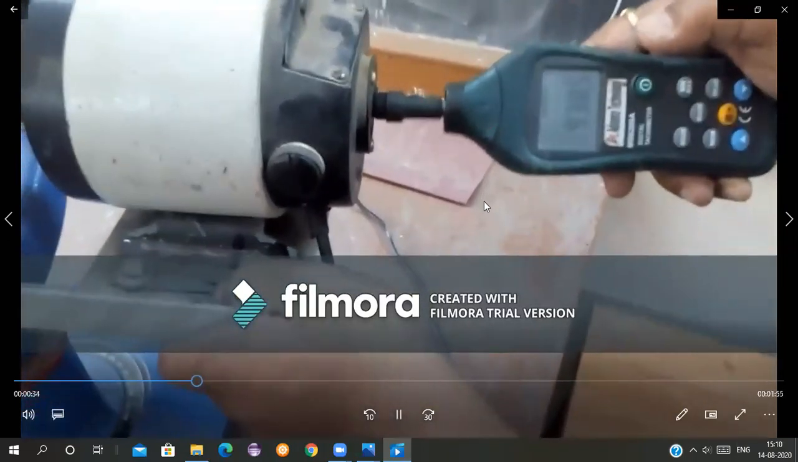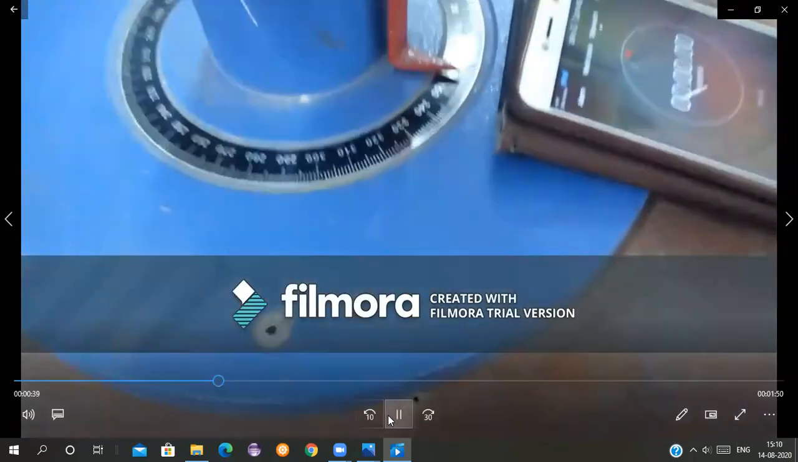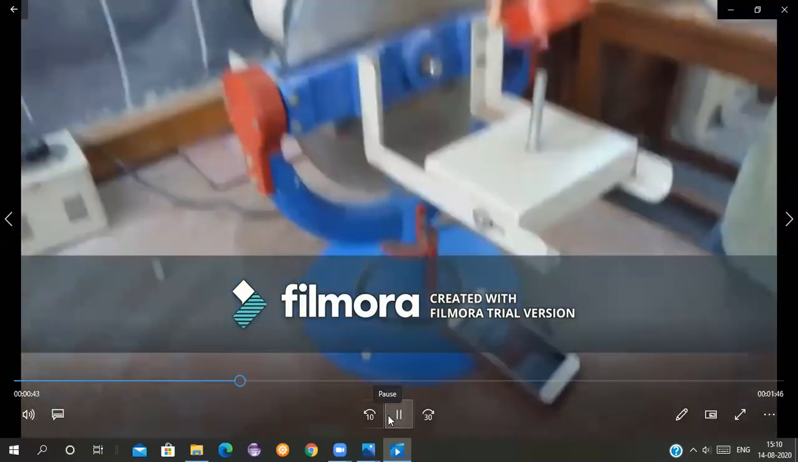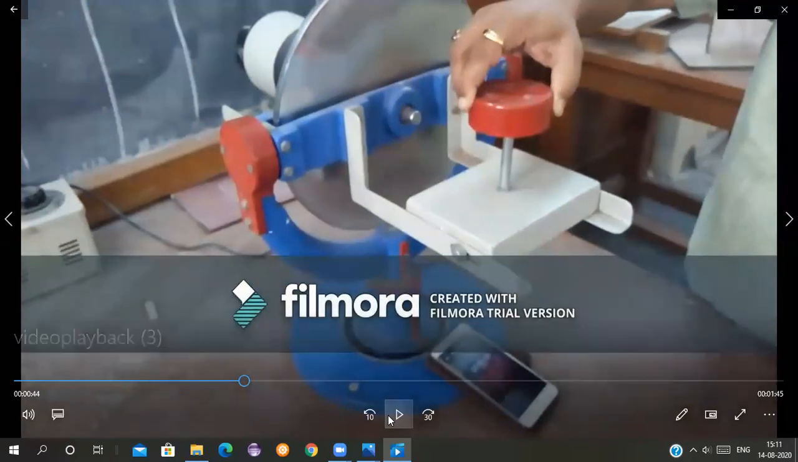Okay, he is getting approximately 938.5. So we can take it as 1000, or we can increase it also. But generally, we keep it at a stable value, that is 1000 or 1500, something like that. Okay, not more than that.